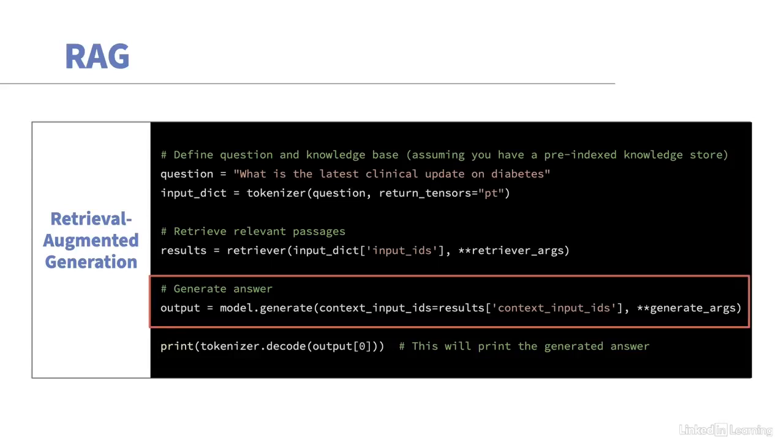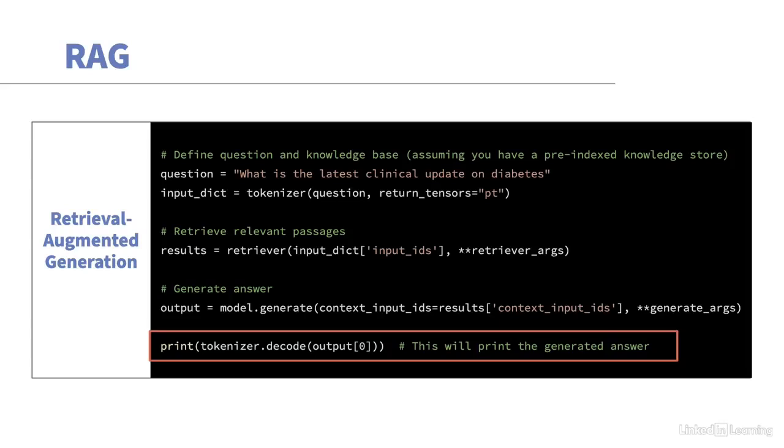This line generates an answer to the question using a generator model. The generator takes the relevant passages retrieved by the retriever as input and generates an answer. The generate_args variable contains any additional arguments needed for the generator.